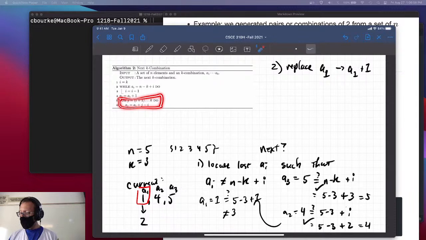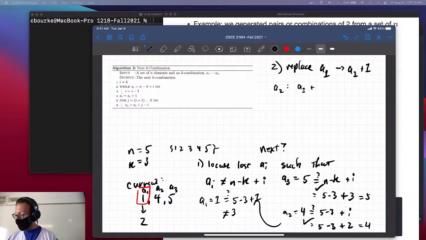But now we need to take care of all of the rest of these. For everything after, we're going to replace it with a sub I plus j minus I. So a sub 2 becomes what? It becomes a sub I, which is now 2, a sub 1, excuse me, plus j minus I. So this becomes 2 plus, and then j in this case is 2. So 2 minus, and then what I did we get out of this? 1. So this is equal to 4 minus 1, 3.